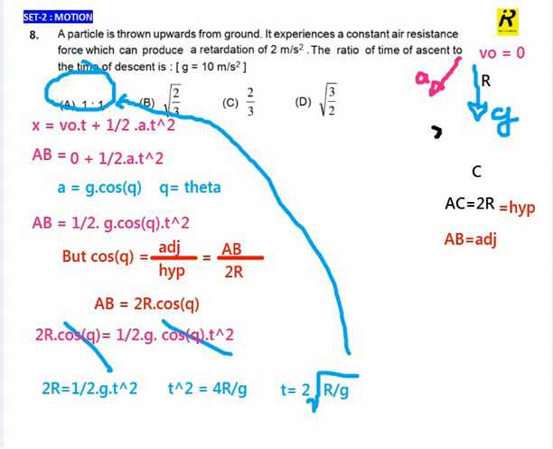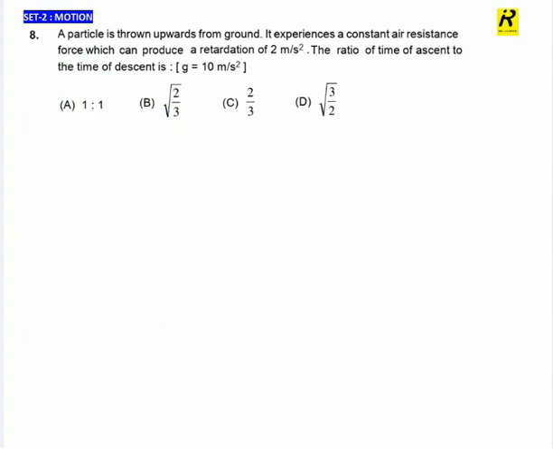So the next question is here. The next question is this one. So the next question is, a particle is thrown upwards from ground. It experiences a constant air resistance force, which can produce a retardation of 2 meter per square second. The ratio of time of ascent to the time of descent is. So we need the ratio of 2 times.